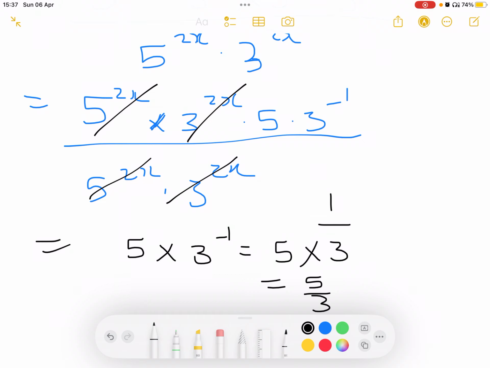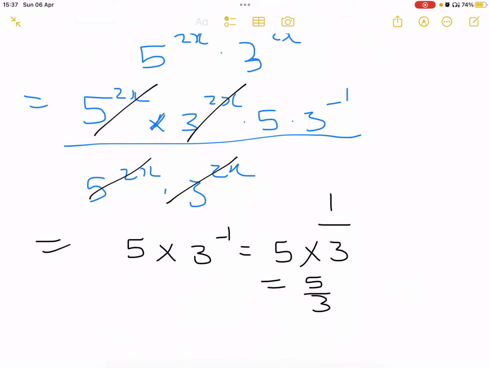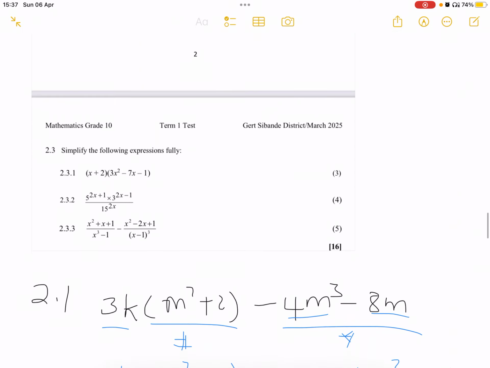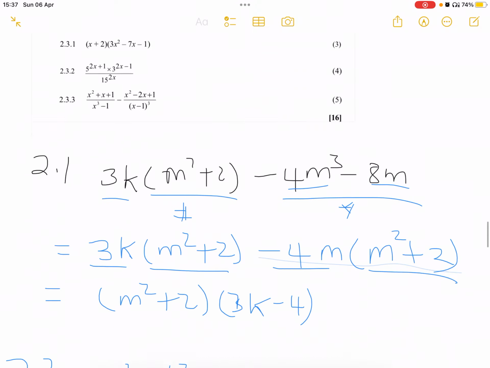Question 2, still not done. On to the second last one, which is x squared plus x plus 1 all over x cubed minus 1 minus x squared minus 2x plus 1 all over x minus 1 cubed.